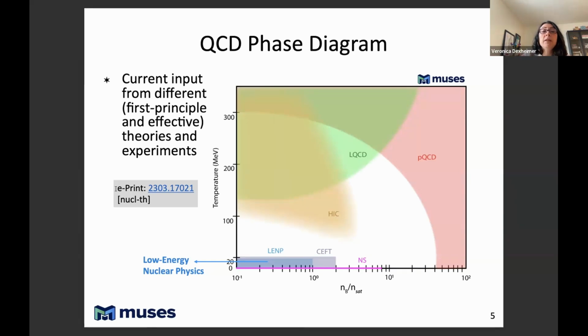So what appears in this review, and I'm going to be discussing, is data from heavy ion collisions here. Also more experimental data. I bunch everything that pertains to low energy nuclear physics into this blue region here. Neutron star observations here in pink on the bottom. And then the theory is chiral effective field theory in gray, lattice QCD in green, and pQCD in pink.